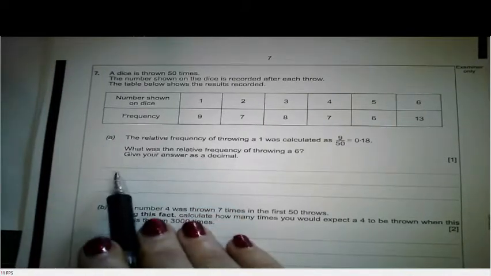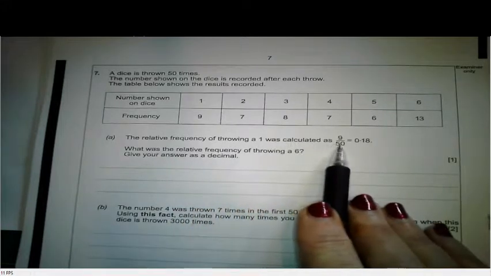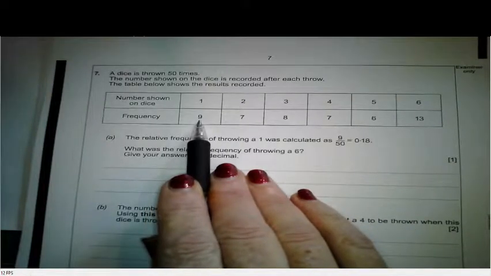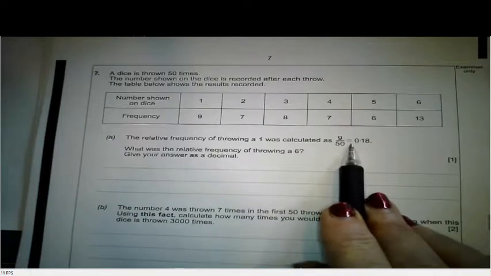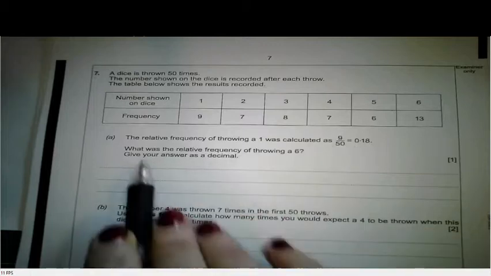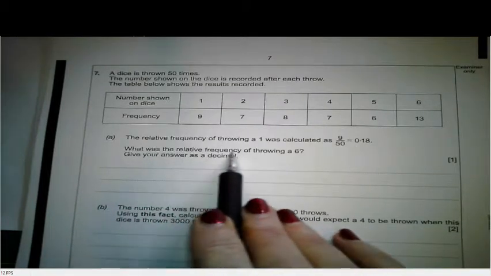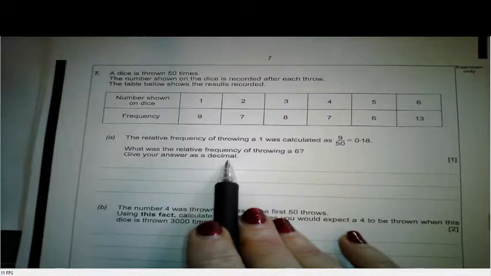Question A tells us that the relative frequency of throwing a 1 was calculated as 9 over 50, or turn it into a decimal, 0.18, which is the 9 over the 50 throws. So 9 over 50, which turns out calculated to be a decimal of 0.18. What was the relative frequency of throwing a 6? And asks us to give our answer as a decimal.